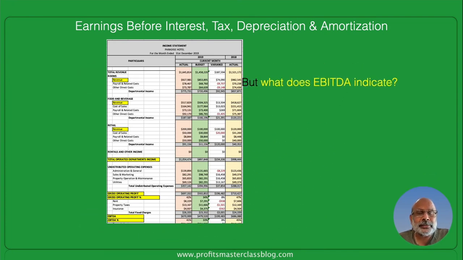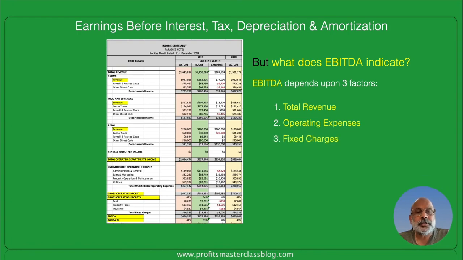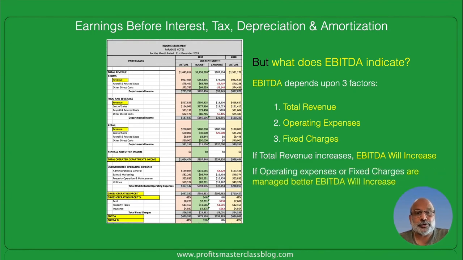But what does EBITDA actually indicate? Well, it consists of three factors: one, total revenue; two, operating expenses; and three, fixed charges, which I shall explain very soon. In fact, I shall be explaining operating expenses and fixed charges very soon. Broadly, if total revenue increases, your EBITDA will also go up. If operating expenses or fixed charges are managed well, as in reduced, then too, EBITDA will go up.